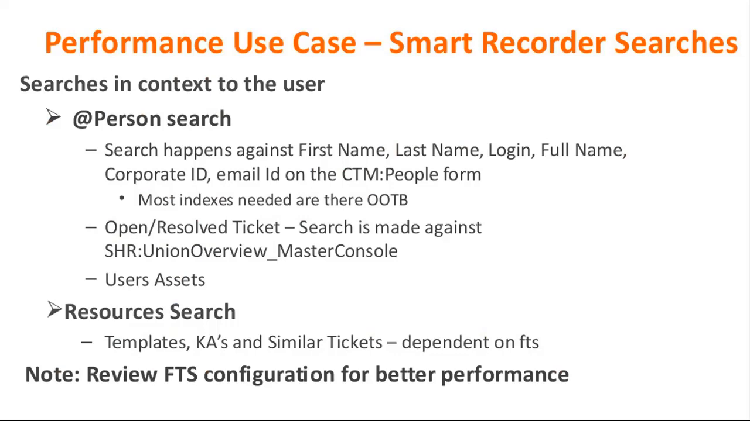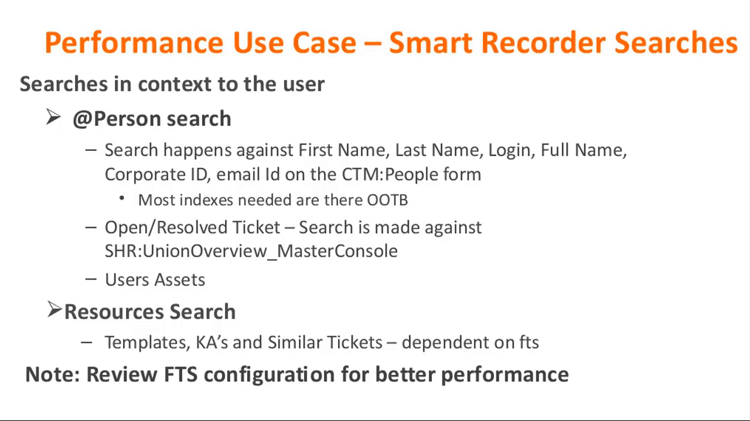So when you say add person, what it does is it goes and searches against the CTM people form for first name, last name, login, full name, corporate ID, email ID. So Bob Baxter is searched against all these fields, and based on the matches in these fields, it returns the data. For the most part, there are indexes in place for these fields that we utilize for retrieving the data. However, if you're experiencing slowness, review these fields, review the indexes on the CTM form, and see if there is anything missing.